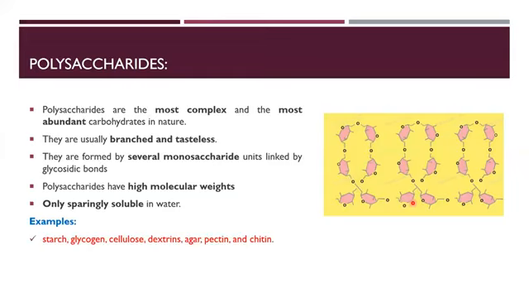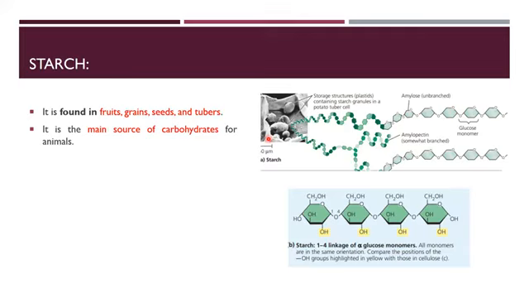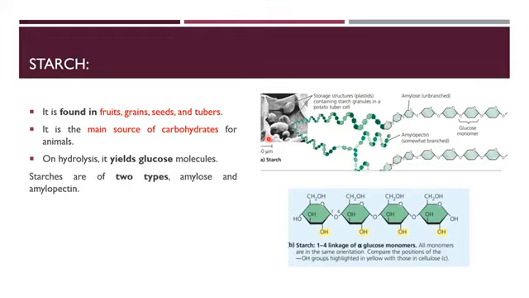The examples include starch, glycogen, cellulose, dextrin, agar, pectin, and chitin. One by one, we'll discuss these examples. So first of all, starch. Starch is found in fruits, grains, seeds, and tubers. It's the main source of carbohydrate for animals, and it yields a lot of glucose molecules on hydrolysis. And it has 2 types.